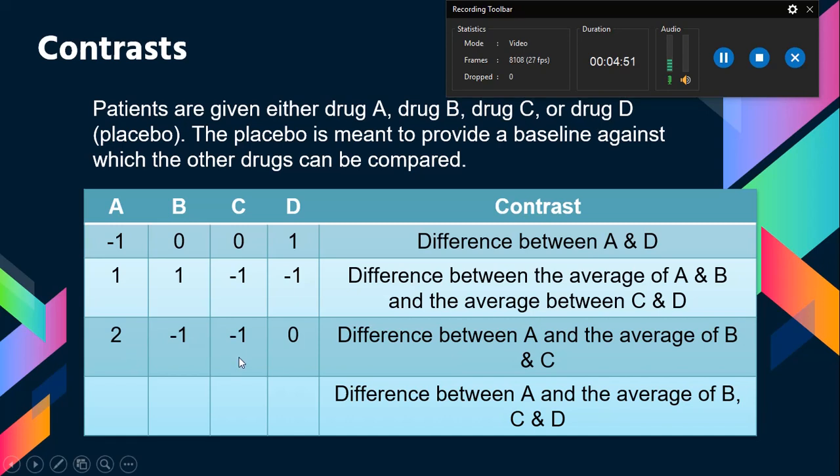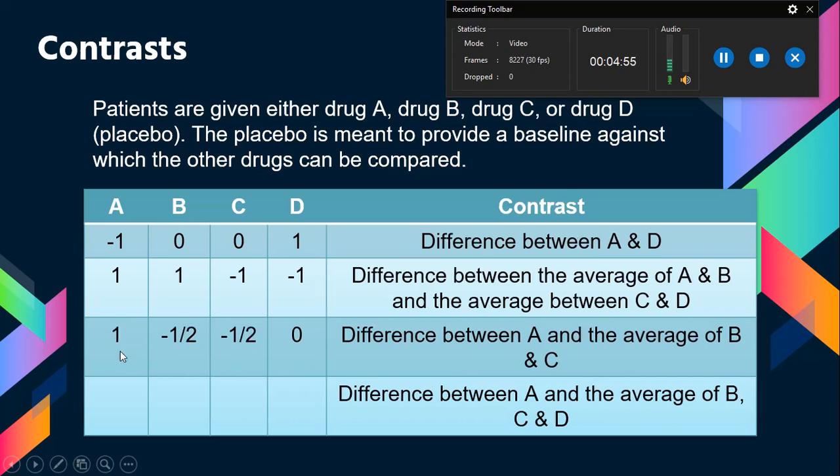In the book, they like to use halves. So the book might assign A to be a positive 1, and B and C are -1/2. You can use the halves or the thirds or the fourths, but I think using whole number integers actually works a little bit better.